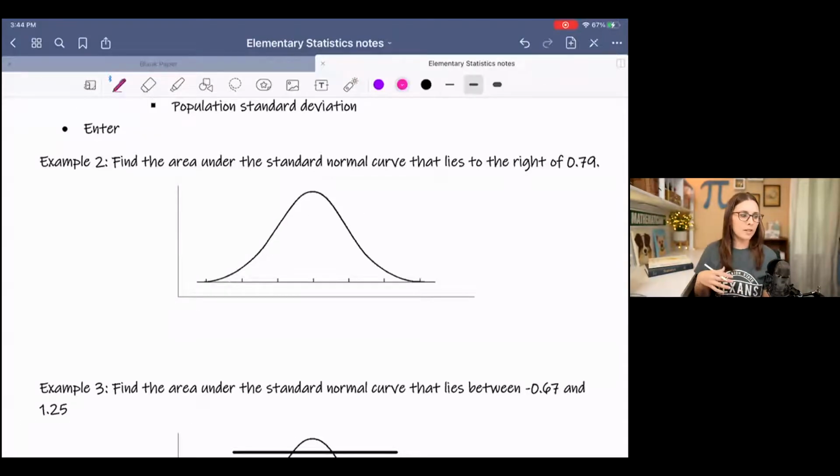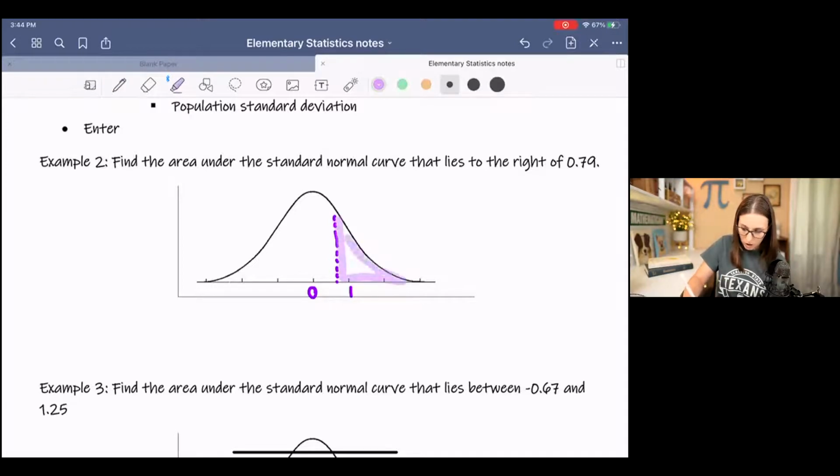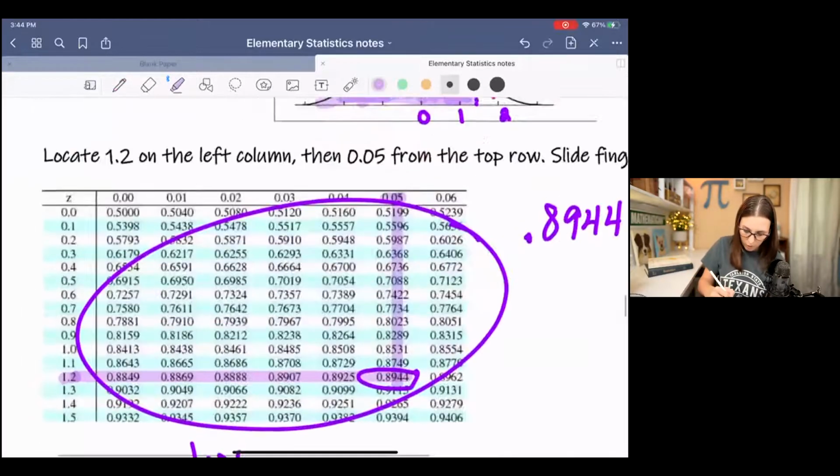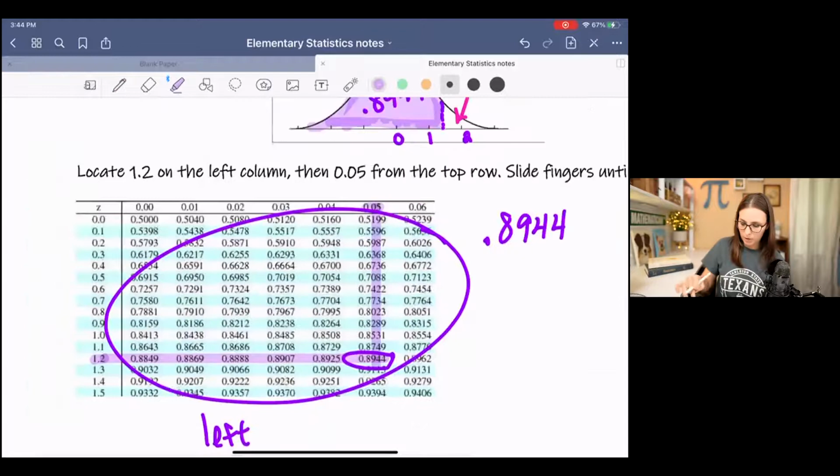In this example, it's asking us for the area that lies to the right of 0.79. You can do this using your table of values, or you can do it using your calculator, but it's still always a good idea to sketch about where that is, once to the right. So if we were to use our table, we would have to use the complement to find that. Let's see up here in our table. If we did 0.7, nope, my table's not big enough. I'd have to Google it.